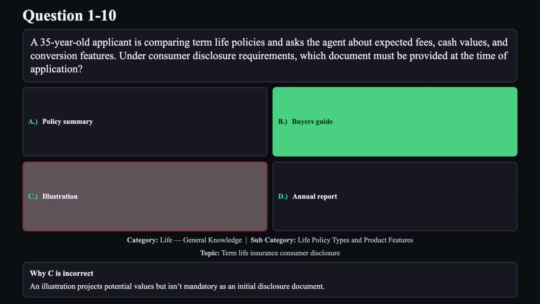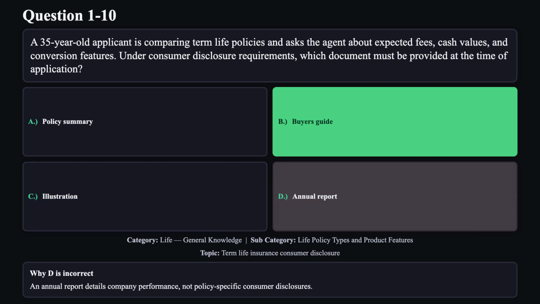Reason C is not correct. An illustration projects potential values but isn't mandatory as an initial disclosure document. Reason D is not correct. An annual report details company performance, not policy-specific consumer disclosures.